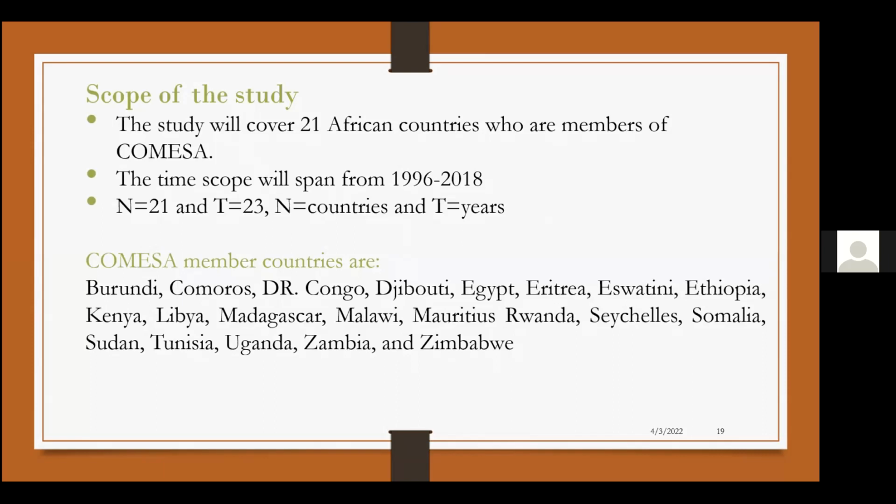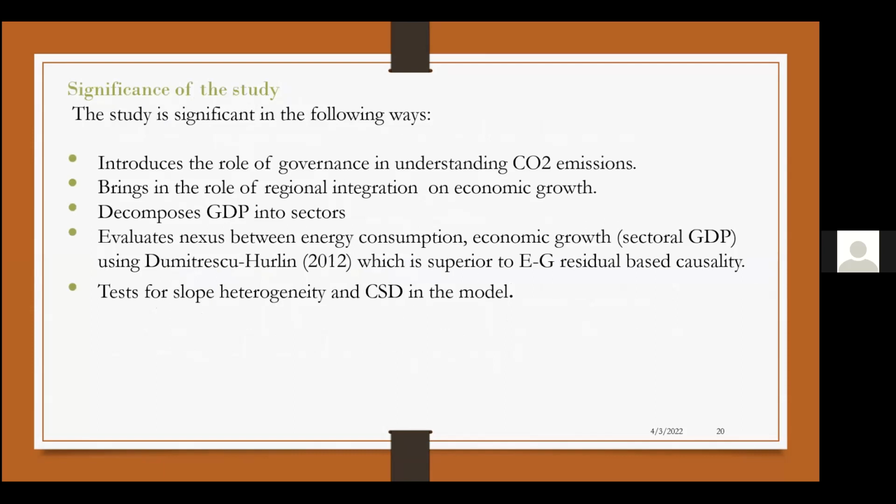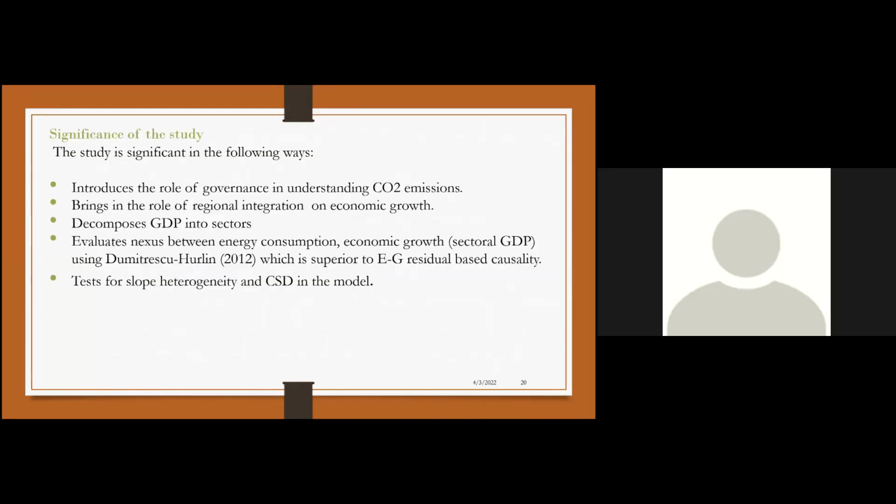The countries under COMESA are 21, and they are specified below, and I don't need to spend time going through those countries. The significance of this particular study is that it will introduce the role of governance in understanding CO2 emission and bring in the role of regional integration. Number 3, we will be able to decompose GDP into sectors, and we will also be able to evaluate the nexus, the relationship between these variables, and see what causes what.